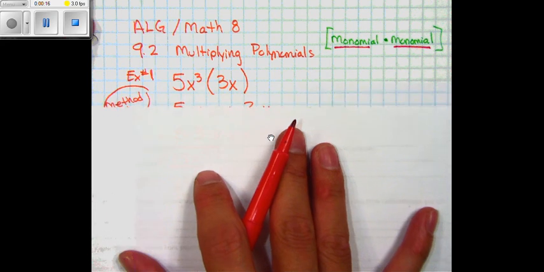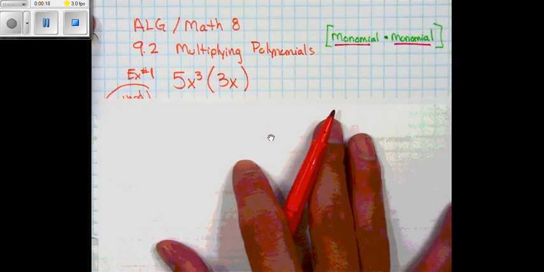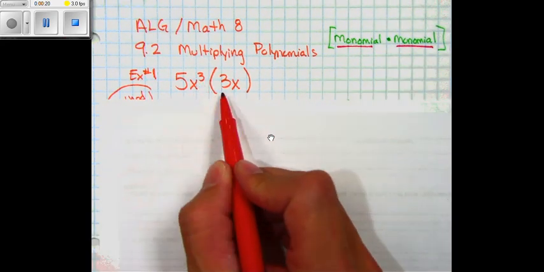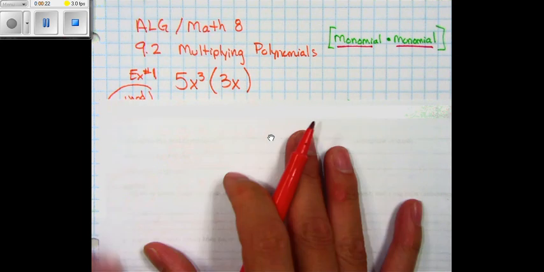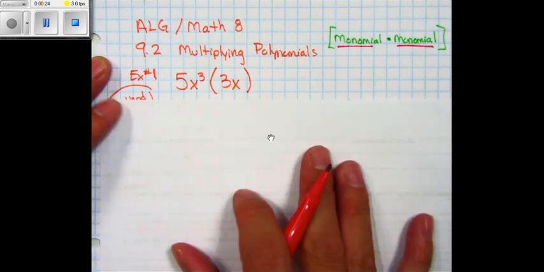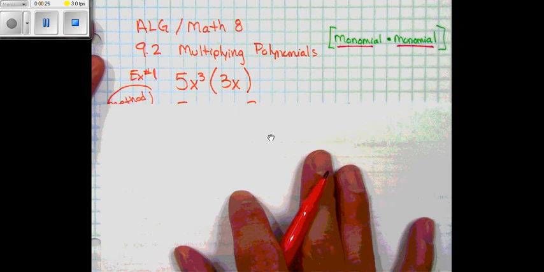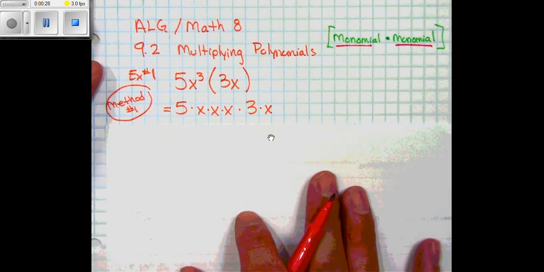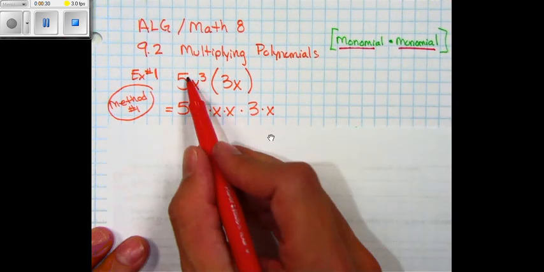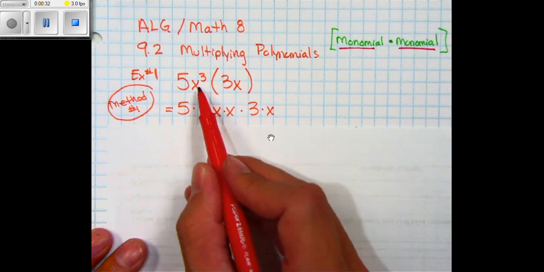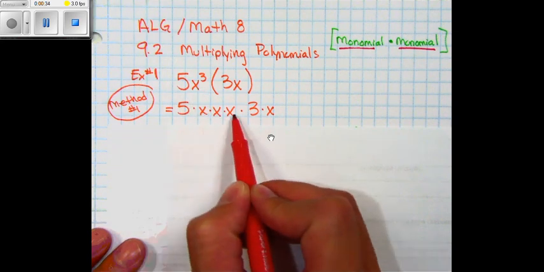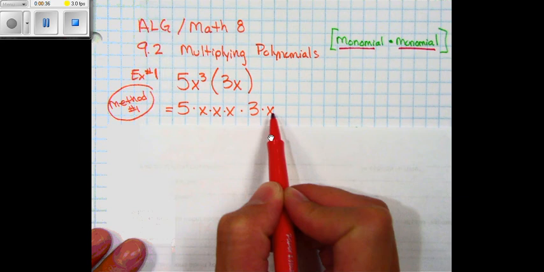Example number one. This is one method to do this. So we have 5x cubed times 3x to the first. Remember, we don't see the 1 there, but there is a 1 exponent. So method number one is to break that up into its prime factors. I can't break up the 5, so it's a 5. X cubed is just x times x times x. And then 3 times x is 3x.